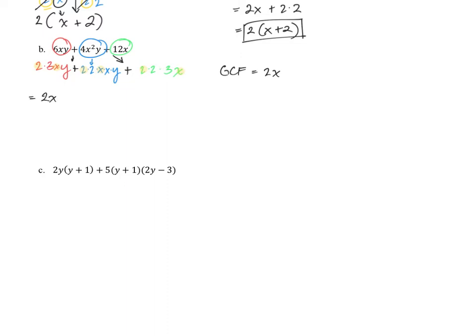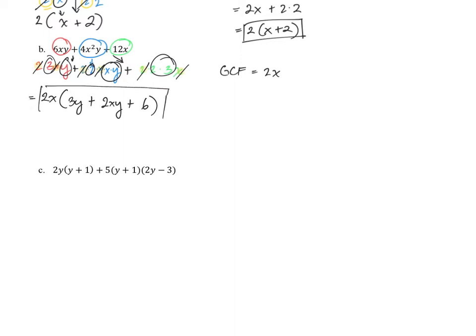Taking out the 2x, what's left over? The 3 and the y. Bring down that plus sign. Take out the 2 and x, what's left? The 2 and the xy. Bring down the other plus sign. Take out the 2x, and what's left? 2 times 3, which is 6. Alright, there we go. Factored out the GCF.